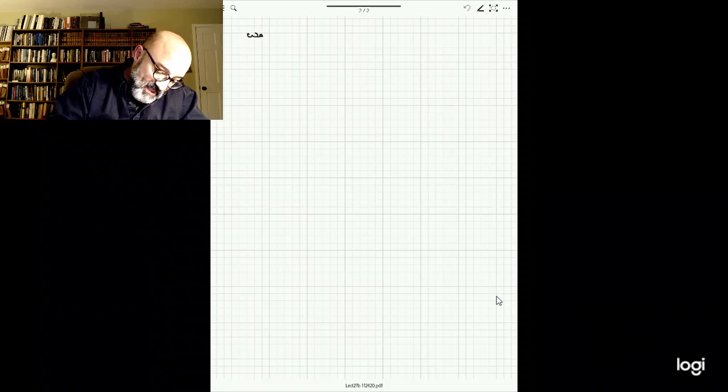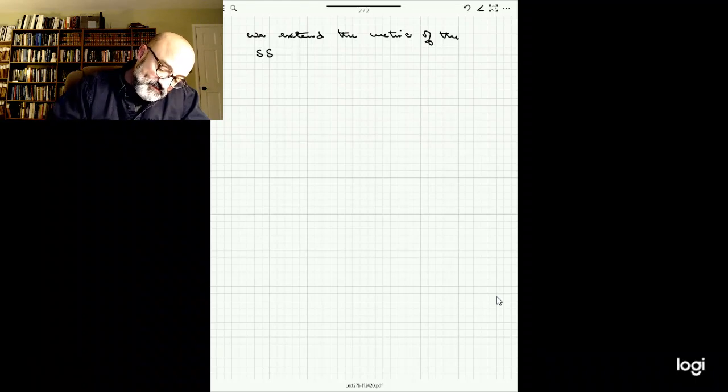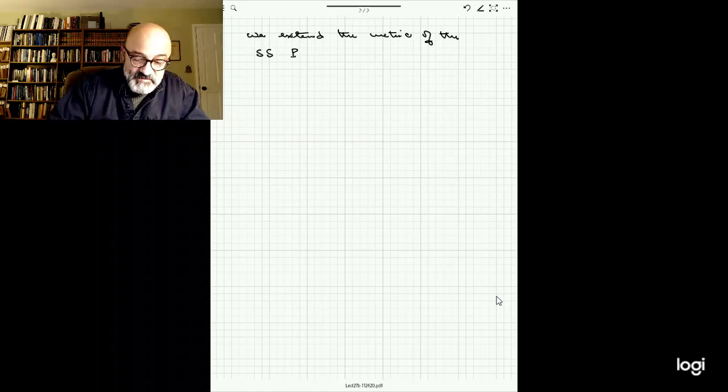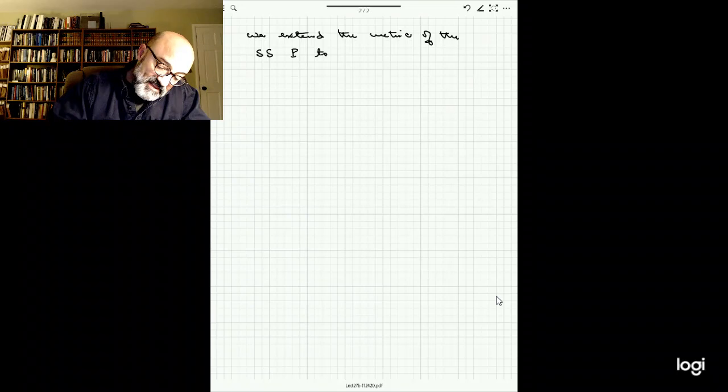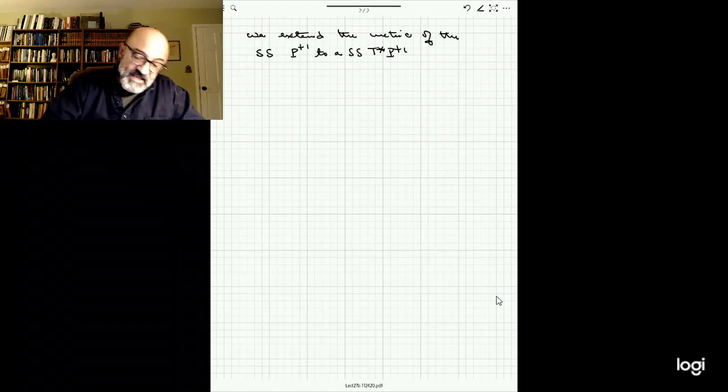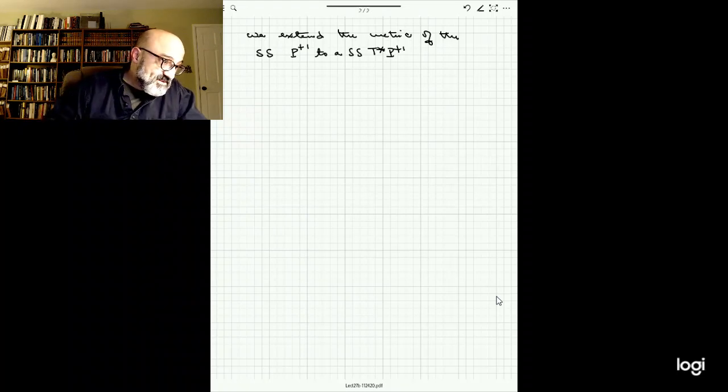We extend the metric of the spherically symmetric simplex, in this case P space, to a spherically symmetric phase space, let me write it just as the embedding one, the cotangent bundle. And the answer is going to be the following.